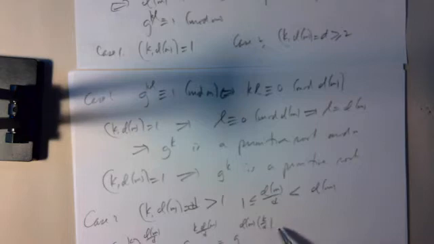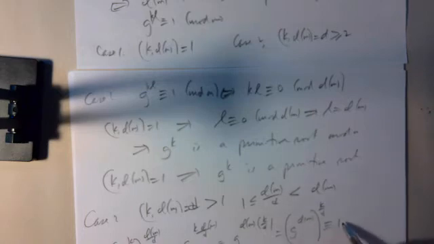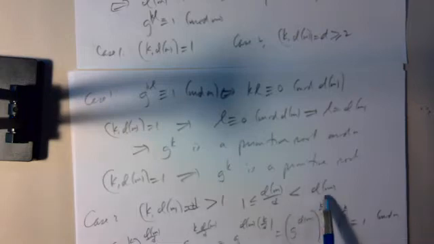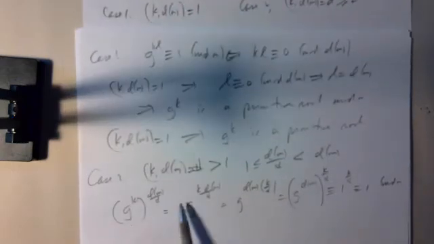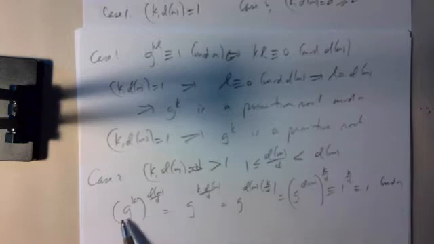So this is g to the phi of m raised to the power k over d. But g to the phi of m is congruent to 1 mod m, so this is 1. So in this case, phi of m over d is an integer smaller than phi of m, and if I raise g to the k to that power, I get 1. So g to the k does not have order phi of m. It has a smaller order.